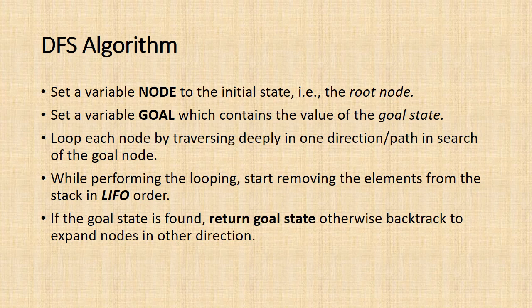DFS algorithm. Set a variable node to the initial state, that is, the root node. Set a variable goal which contains the value of the goal state. Loop each node by traversing deeply in one direction or path in search of the goal node. While performing the looping, start removing the elements from the stack in the LIFO order. If the goal state is found, return goal state, otherwise backtrack to expand nodes in other directions.